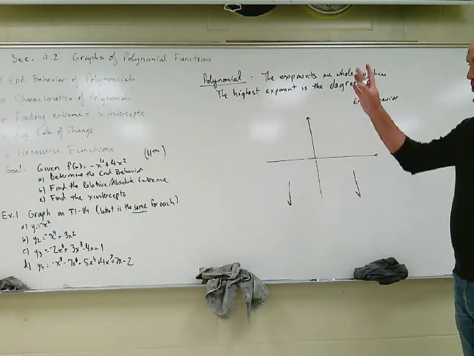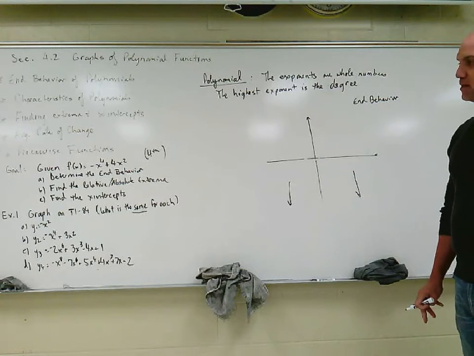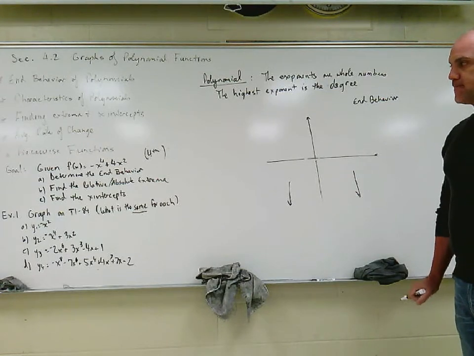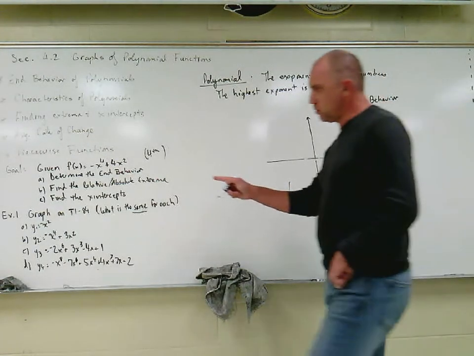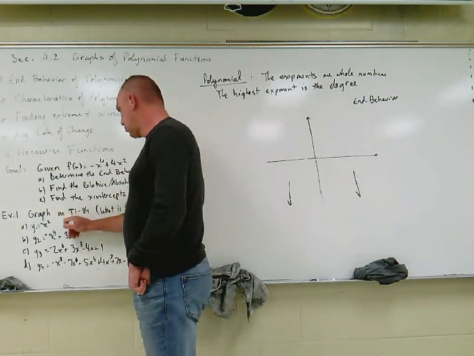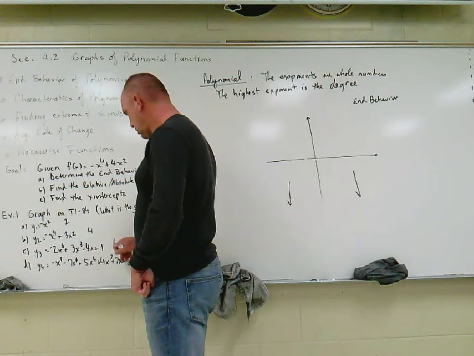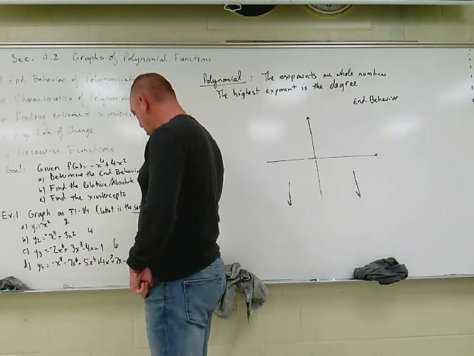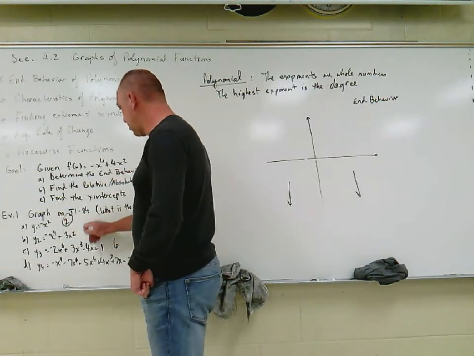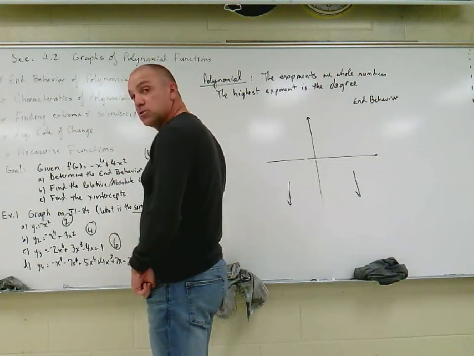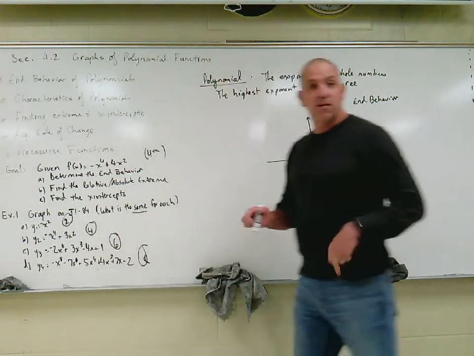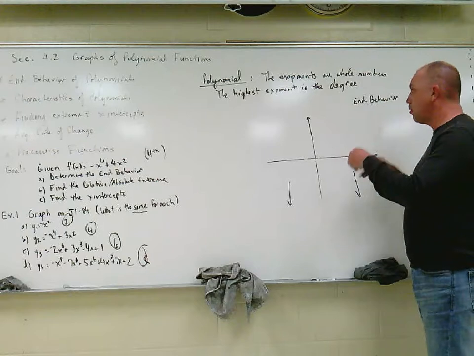They have to because they're polynomials. What specifically about the exponents? What was the degree of the first one? 2. What's the degree of the second one? 4. What's the degree of the third one? 6. What's the degree of the last one? 8. What do you notice about the degree? They're all even numbers. So even degree either opens up, up, or opens down, down.